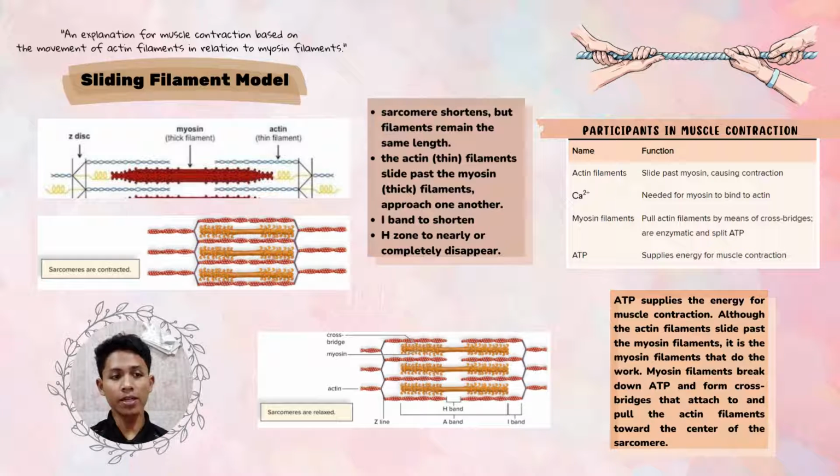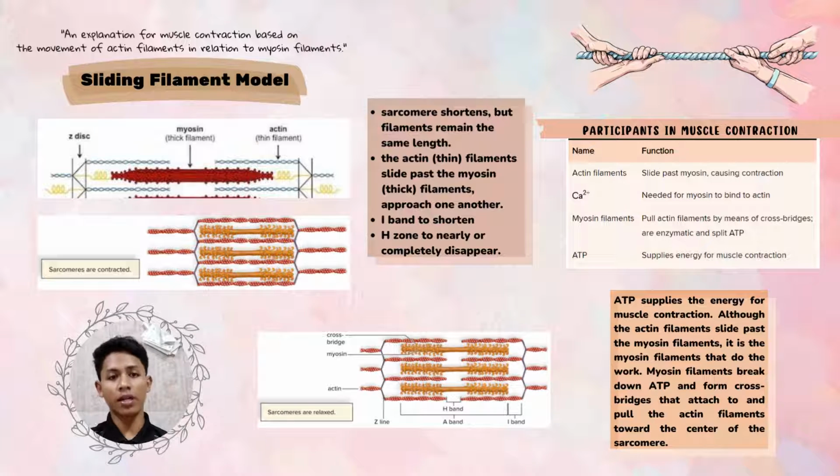The participants in muscle contraction have functions listed in the table here. Actin filament: the function is to slide past myosin, causing contraction. Calcium ion: needed for myosin to bind to actin. Myosin filament: pulls actin filament by means of cross bridges and is enzymatic, splitting ATP. ATP: the function is to supply energy for muscle contraction.